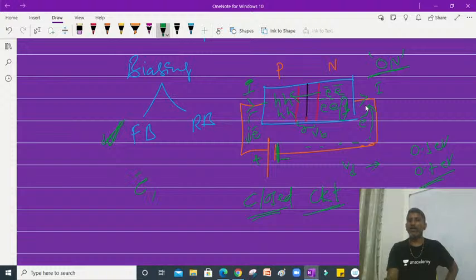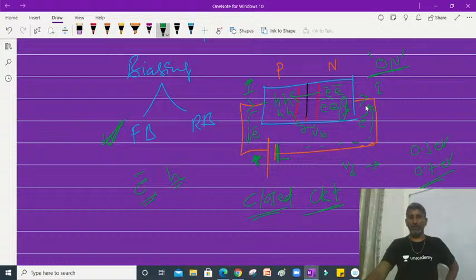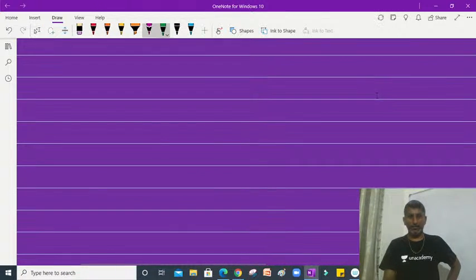Both electrons and holes are charge carriers, but inside they are due to both, and outside only due to the electrons. Now in case of forward bias condition, you should not miss the condition: P-type connects to positive terminal, N-type connects to negative terminal.